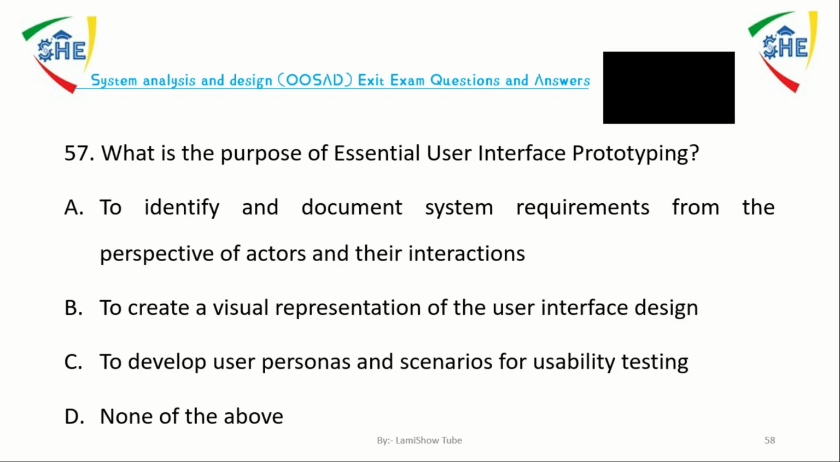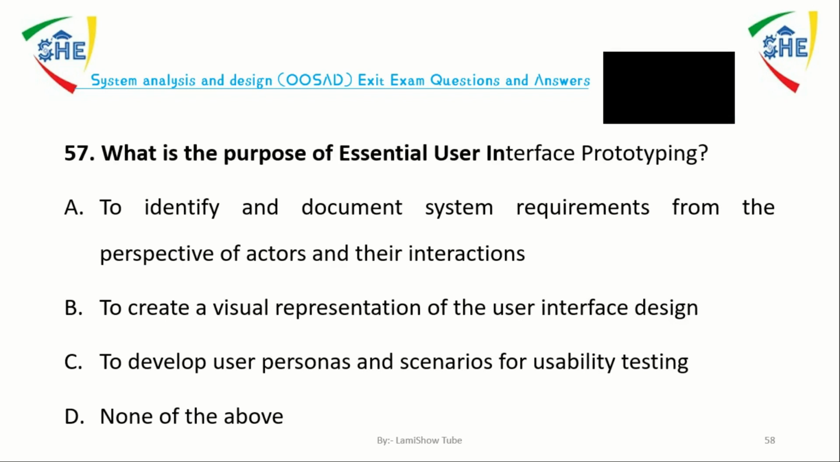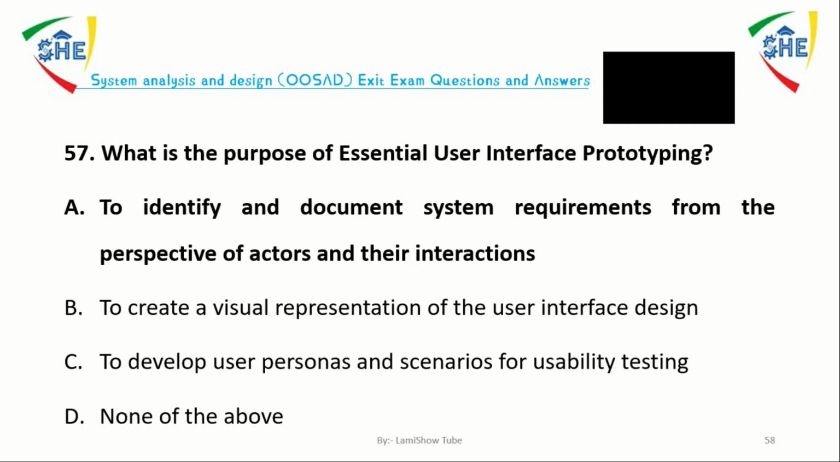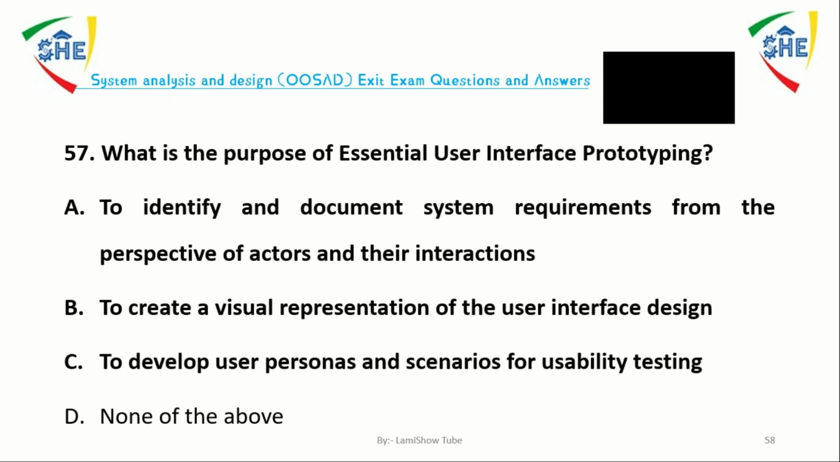Question number 57. What is the purpose of essential user interface prototyping? A. To identify and document system requirements from the perspective of actor and their interactions. B. To create a visual representation of the user interface design. C. To develop user persona and the scenario for usability testing. D. None of the above.